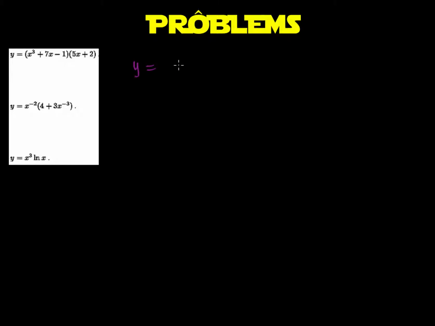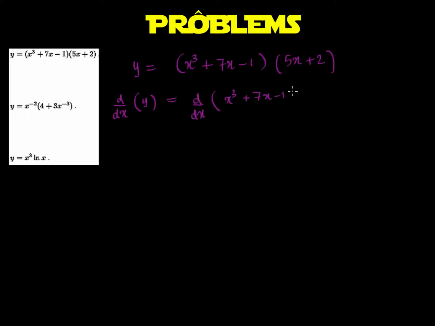We have y is equal to (x cubed plus 7x minus 1) times (5x plus 2). So we have to find dy/dx of y, which is d by dx of (x cubed plus 7x minus 1) times (5x plus 2). Now we have to use product rule, because these two are different functions. Let's take this to be f of x and this to be g of x. Now we have to find the separate differentials.